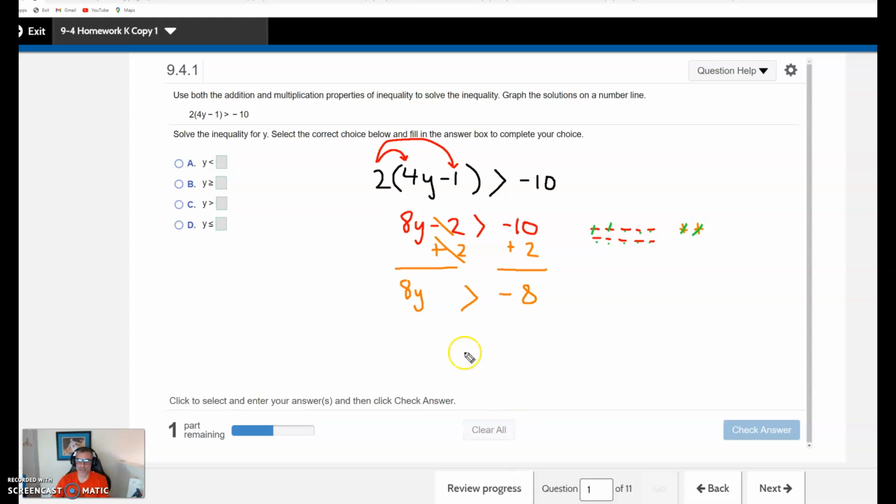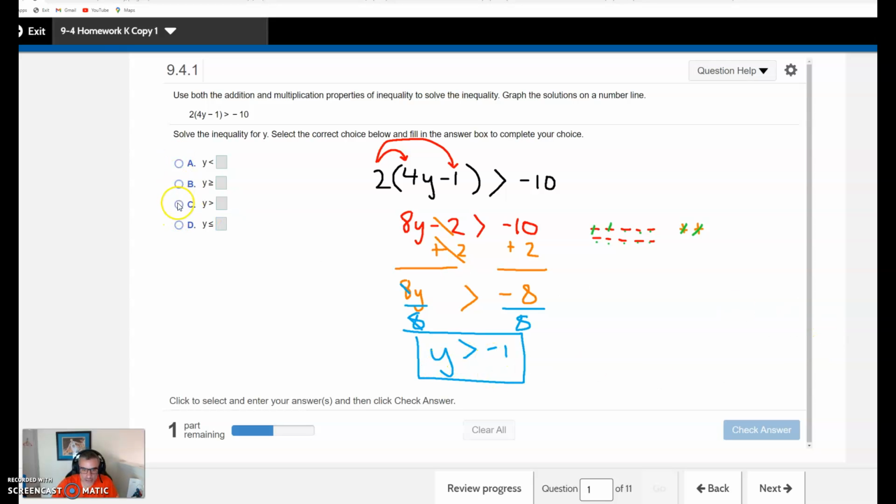All right, last step. We now have a 1-step multiplication inequality. Since I'm multiplying a y by 8, we're going to undo that by dividing both sides by 8. Notice that we're not dividing by a negative here, so I don't have to do any flipping. I'm dividing by a positive 8. So if I multiply and divide by the same number, they cancel, and I get y is greater than negative 8 divided by 8, which is negative 1. So there's my answer. Y is greater than negative 1.